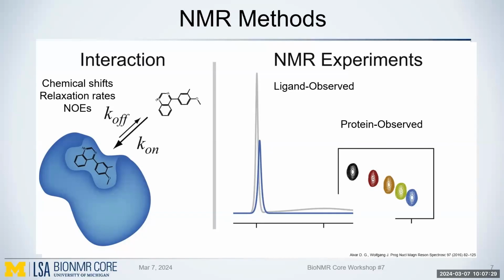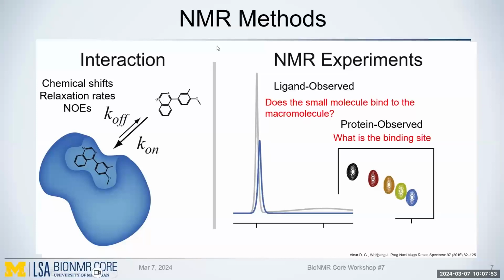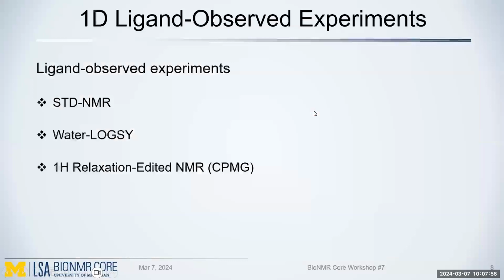Also, if you can assign this cross peak to a specific amino acid in the protein, then you will know the binding site. So this ligand observed method can be used to answer the question, does the small molecule bind to the macromolecule? And those protein observed methods can be used to answer the question, what is the binding site? So in this workshop today, we'll focus on this ligand observed method. The ligand observed methods that we'll cover in this workshop include STD-NMR, Water-LOGSY, and proton relaxation edited NMR, which will focus on this so-called CPMG method.